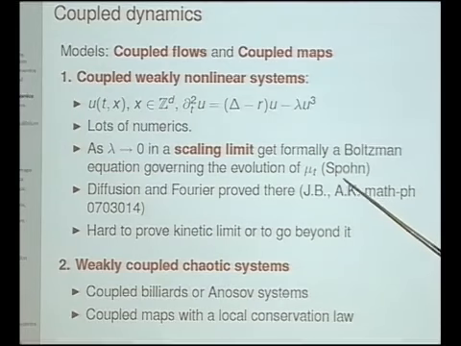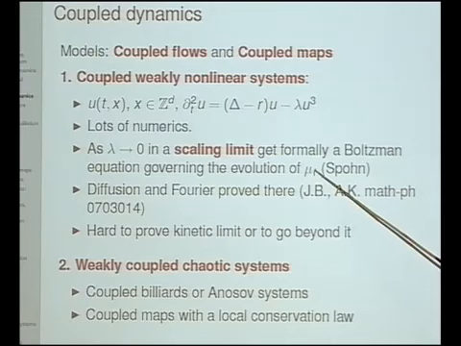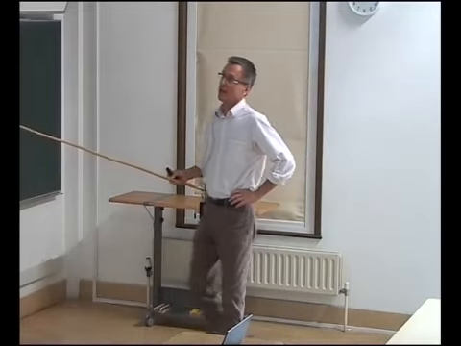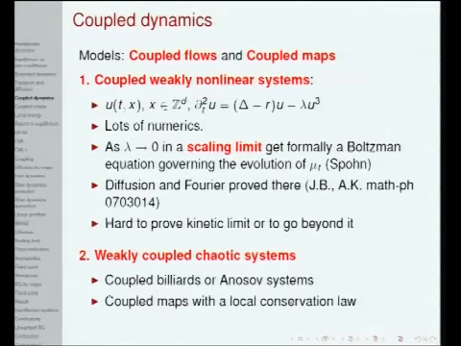If I take this to 0 and at the same time scale space and time in an appropriate manner, there is a limit where, at least formally, the evolution of the state, we started with some state, a probability distribution in the beginning, and the evolution is controlled by a Boltzmann equation. Now, once you have that Boltzmann equation, it's just a partial differential equation which you can study, and in that case, you can study the questions which I will be studying later, namely diffusion and Fourier law. But the problem here is that it's very hard to get mathematical control of that, to prove a kinetic limit or to go beyond it.